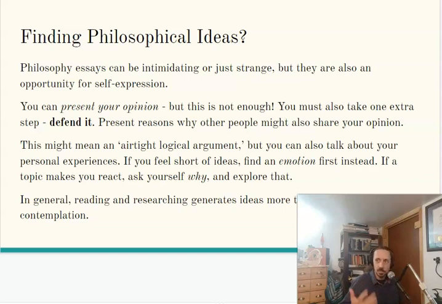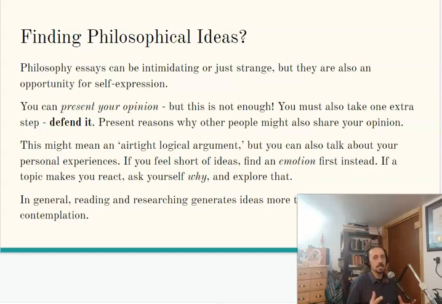You also have to take that extra step, however. You can't just express your opinion. You have to take that extra step and defend it. You have to present reasons why other people might also want to share your opinion. There's a reason that Plato went back and wrote dialogues featuring his teacher Socrates, because philosophy arose in the sense of this conversation in the public square, of people arguing with each other and trying to convince each other. That's the sport of it. So while you're expressing your opinion, take that extra step and think, what would I tell somebody who was like, I don't know?